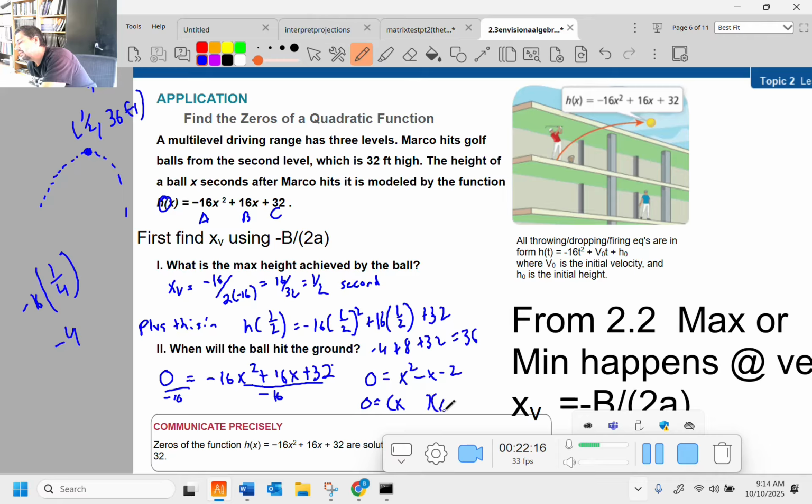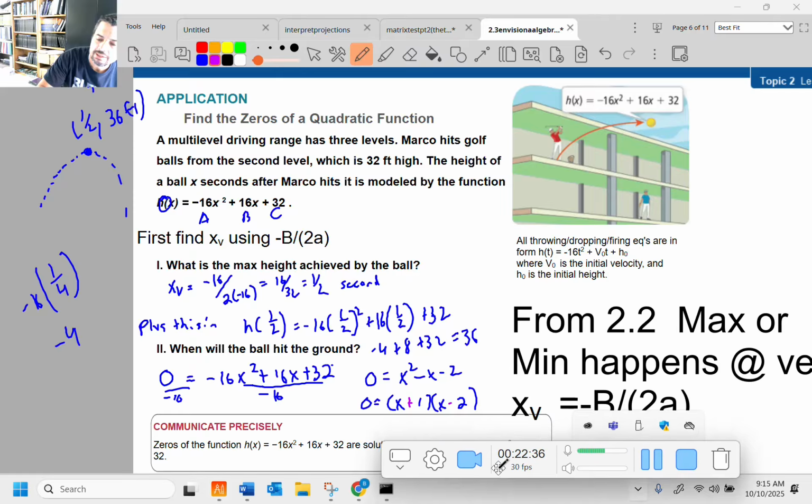It takes an x and an x, and factors of 2 are 1 and 2. So I need a 1 and a 2. I need to add to negative 1, but have a product of negative 2, and negative 2 plus 1 is that. So cool. Let's go ahead and solve these things.